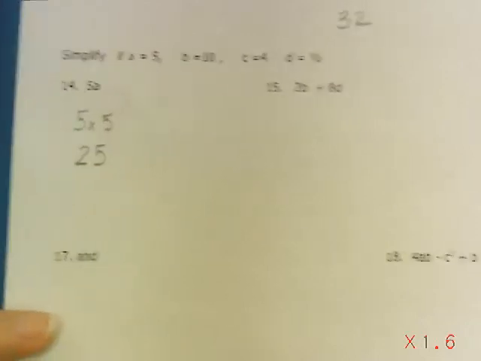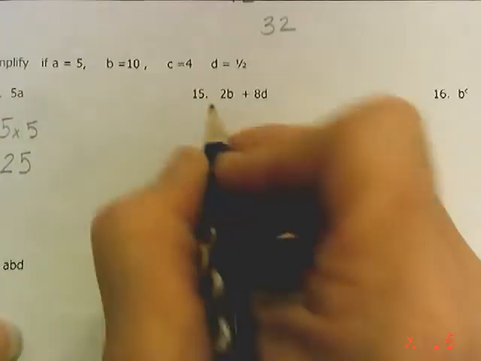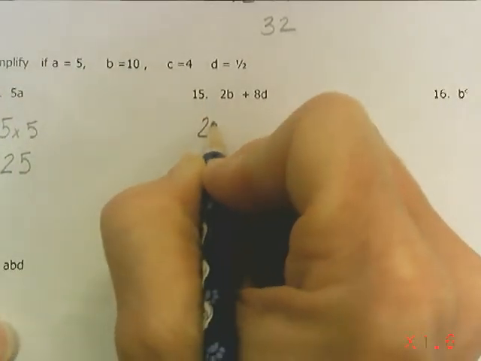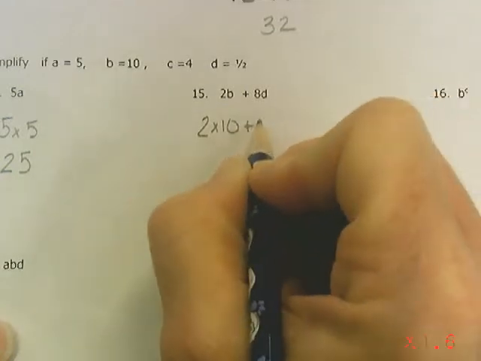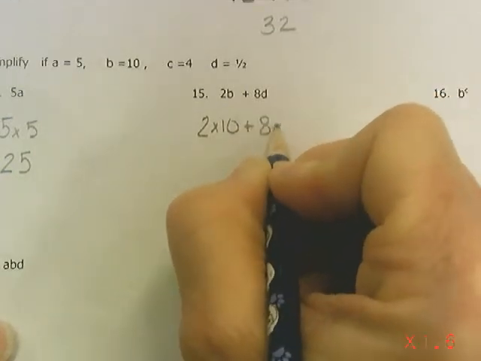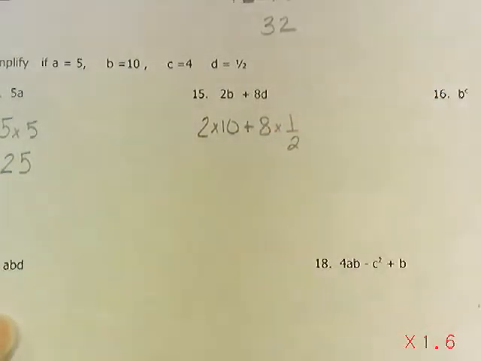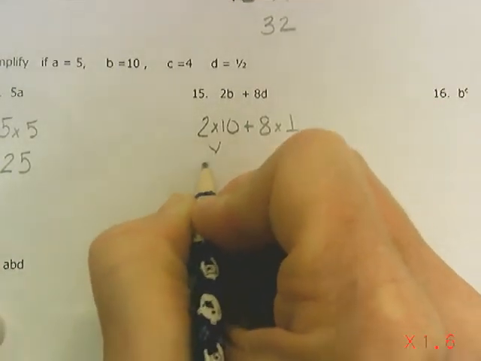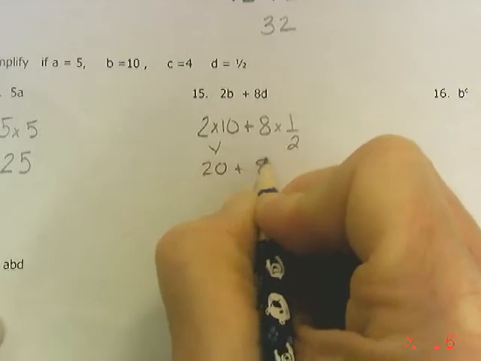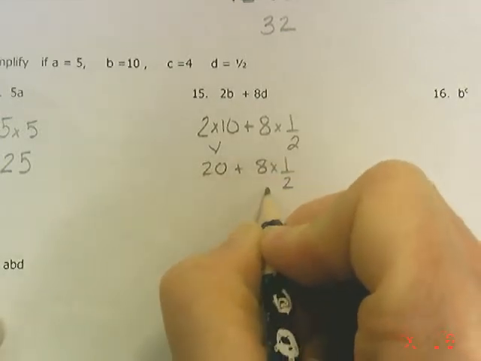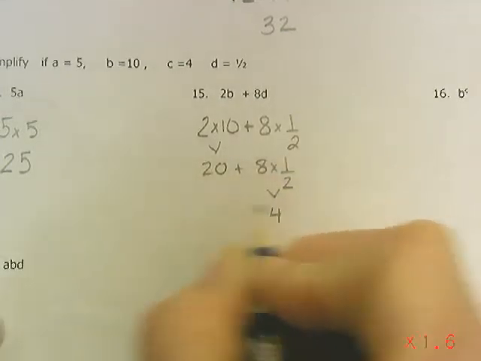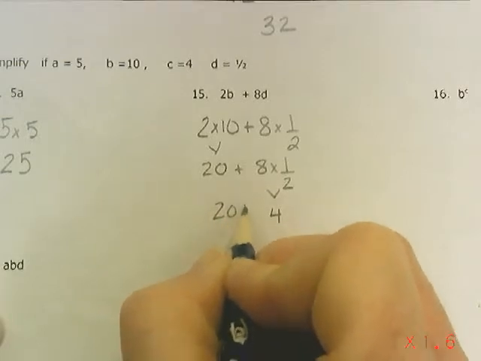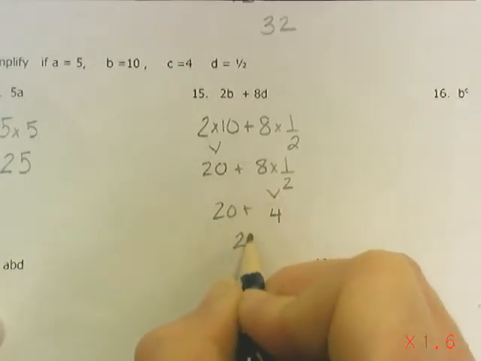Number 15. B has a value of 10. 2 is being multiplied with B, so 2 times 10, and 8 times 1/2. We're going to simplify both multiplications first. So 2 times 10 is 20, and then 8 times 1/2 is 4. So we have 20 plus 4, which is 24.